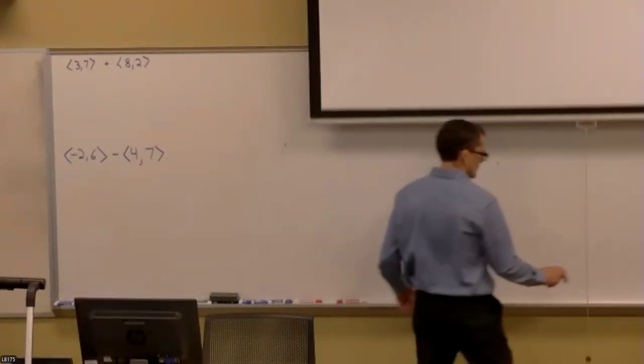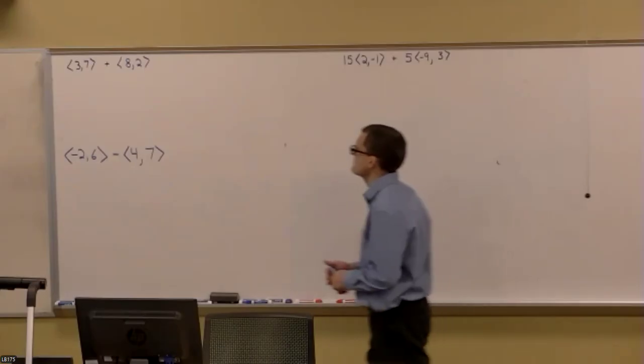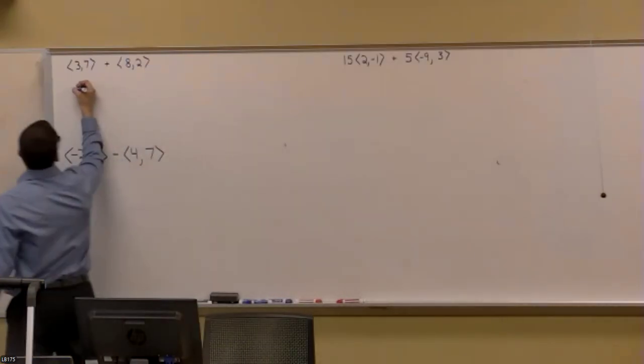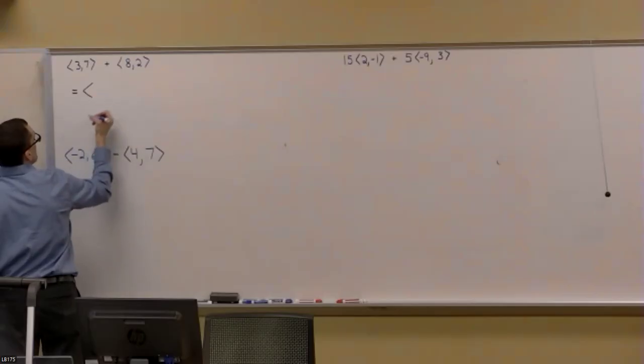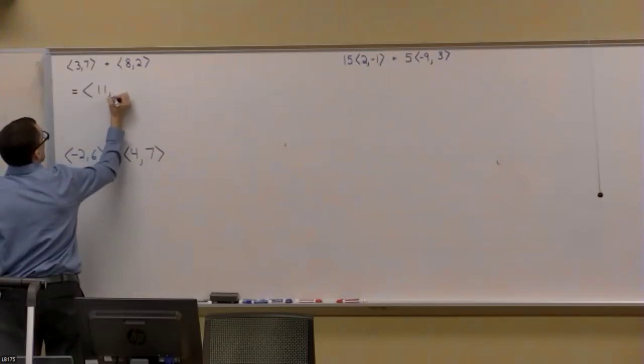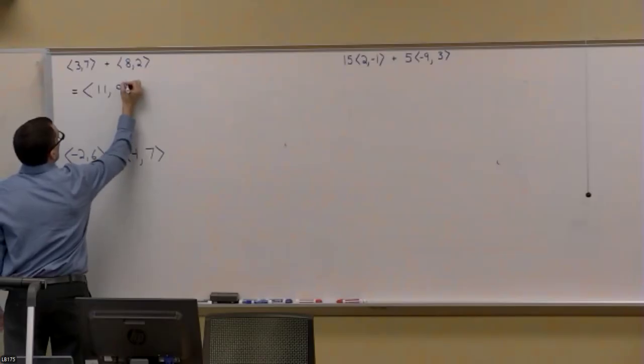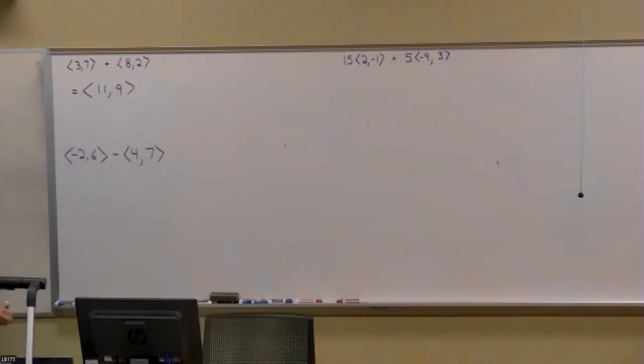All right, so let's do these 3 problems. With vector addition, we just add component wise. As long as we don't mess up our arithmetic, we get the right value. 3 plus 8 is 11. 7 plus 2 is 9. So we get the vector 11, 9. Okay.